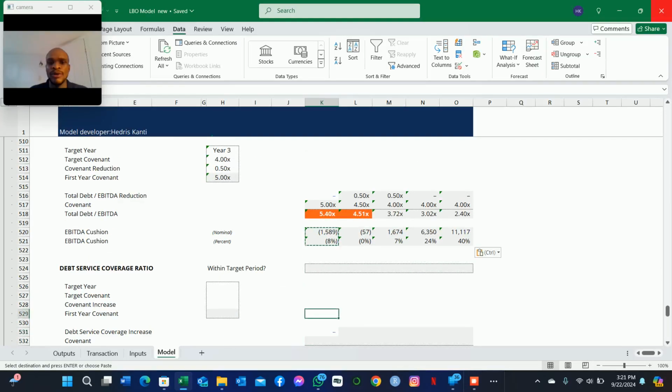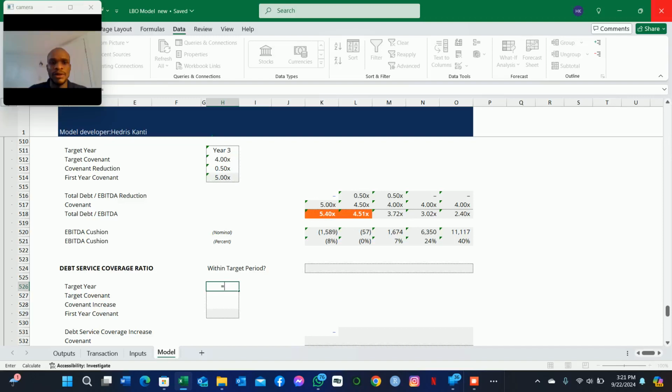So going forward, for the debt service coverage ratio, we're going to do the same thing as we did for our leverage. So in this case, we're going to set up our target period. So it's going to be equal to an if statement. Before we do the if statement, we will have to set up this section for the target year, target covenant, covenant increase, and first year of covenant.